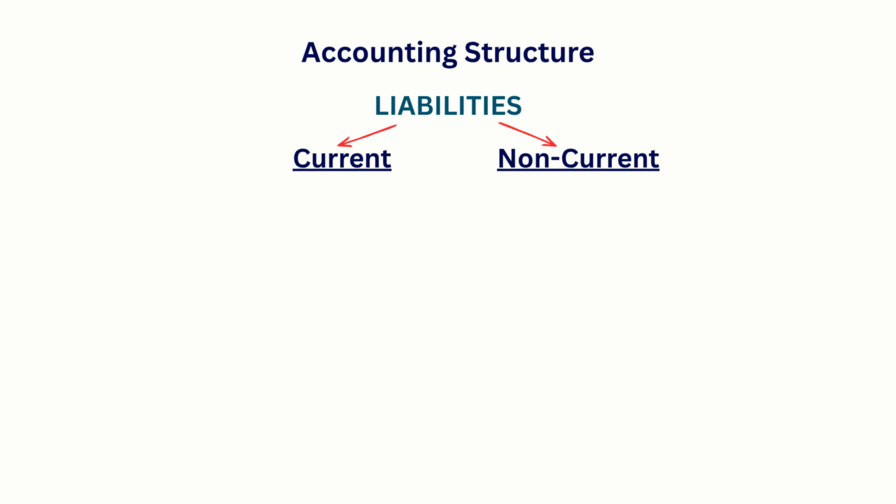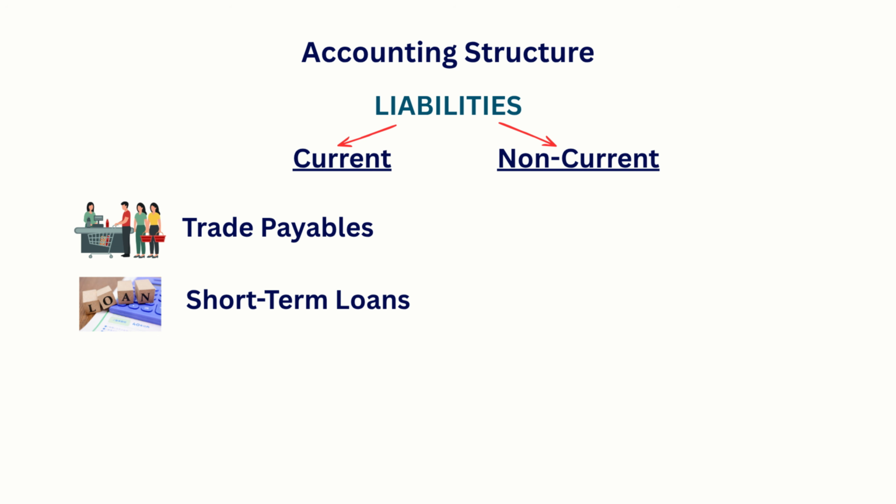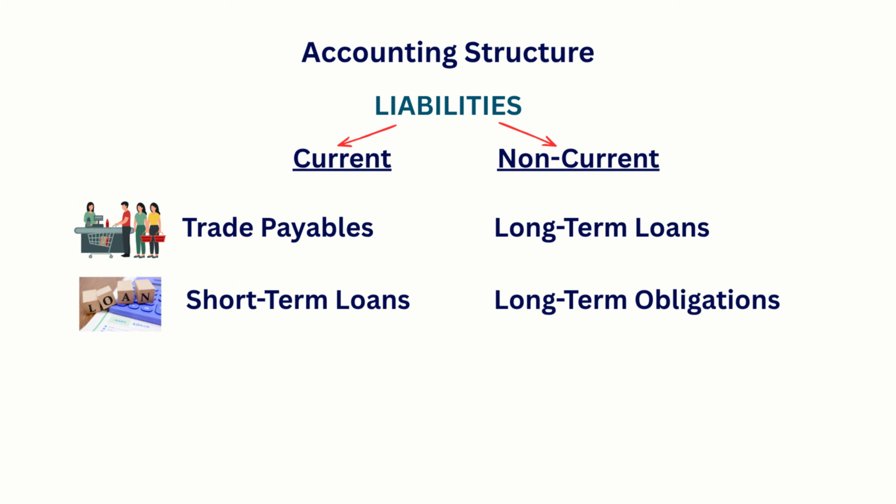Liabilities are divided into current and non-current liabilities as well. Current liabilities like payables and short-term loans are obligations due within 12 months. Non-current liabilities like long-term debts are long-term obligations.